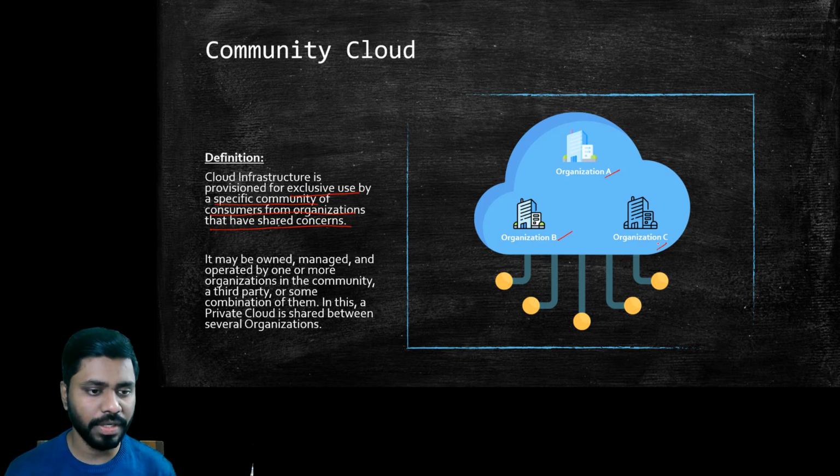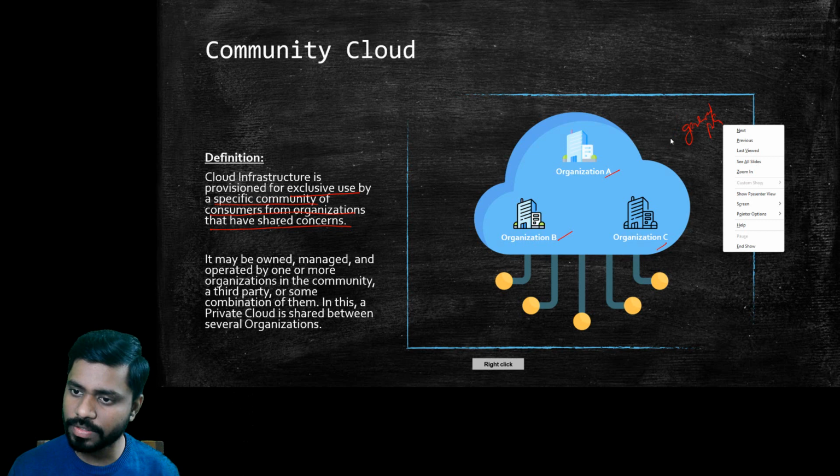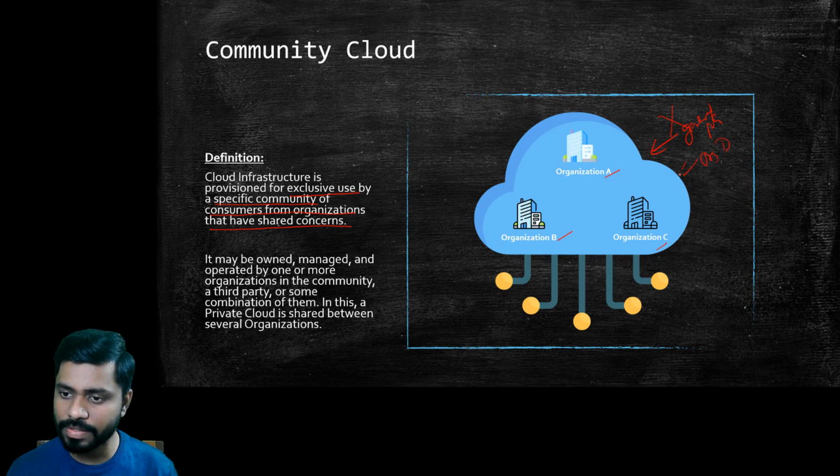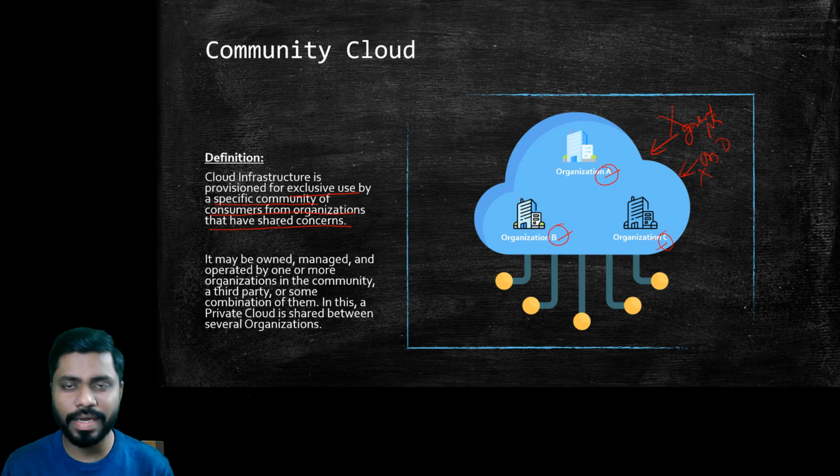Will it be accessible to the general public? Can you and me access this community cloud? Definitely not. It is only for those organizations. Can organization D access it? No, because in this community cloud only A, B, C are part of it. Nobody else can access it. So you can say that community clouds are a bit of an extension to private clouds. So these are the 4 different categories of cloud computing environments.